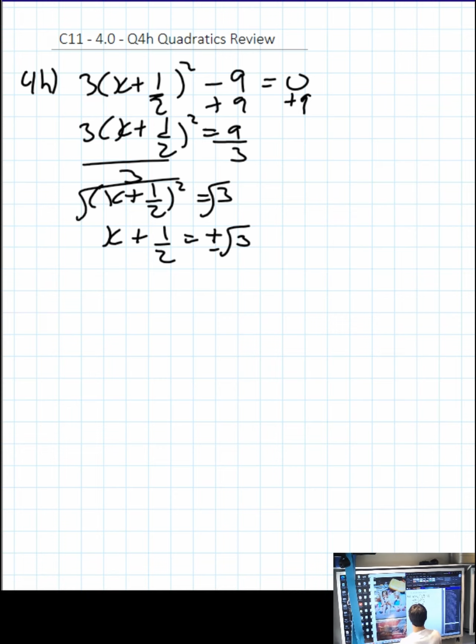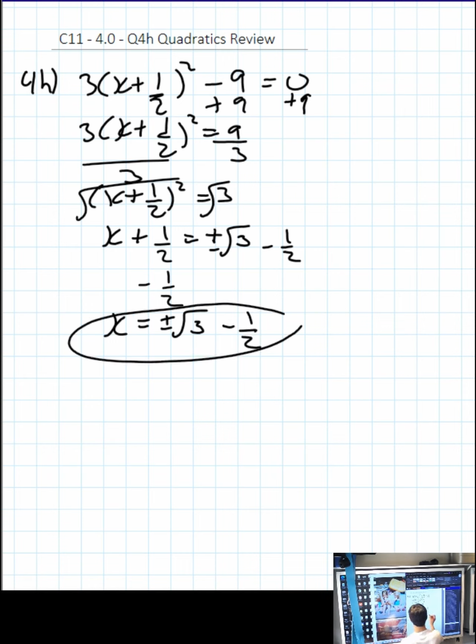We can then just simply add 1 half to both sides. Sorry, subtract 1 half from both sides. So minus 1 half, minus 1 half, and we'll get x equals plus minus root 3, all minus 1 half. Circle our answer. So again, that's the exact value. Your teacher might be asking you for the decimal, so we're just going to do that once. So first of all, let's set up two equations side by side. X equals root 3 minus 1 half. And beside it, x equals negative root 3 minus 1 half.